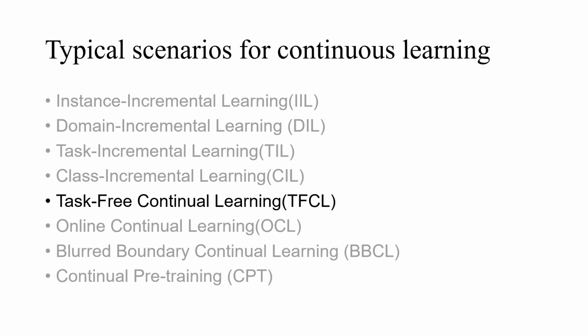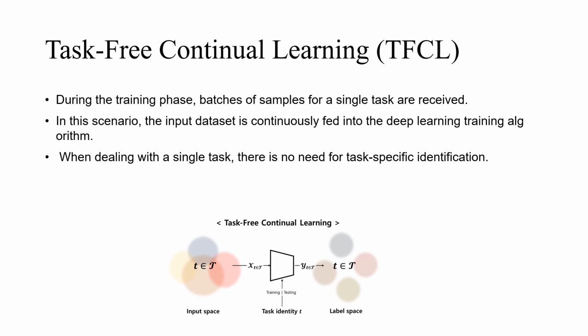And so the next is task-free continual learning. During the training phase, batches of samples for a single task are received. In this scenario, the input data set is continually fed into the deep learning training algorithm. When dealing with a single task, there is no need for task-specific identification.